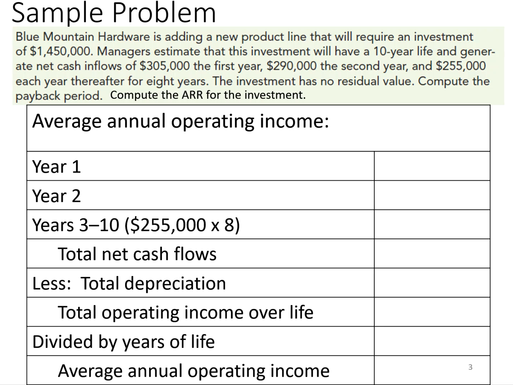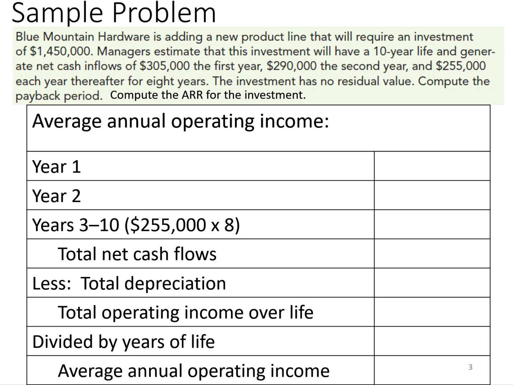Here's a problem that's asking us to compute the ARR for the investment. It says Blue Mountain Hardware is adding a new product line that will require an investment of $1,450,000. Managers estimate that this investment will have a 10-year life and generate net cash flows of $305,000 for the first year, $290,000 for the second, and $255,000 each year thereafter for 8 years. The investment has no residual value.